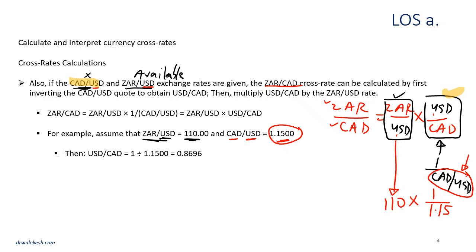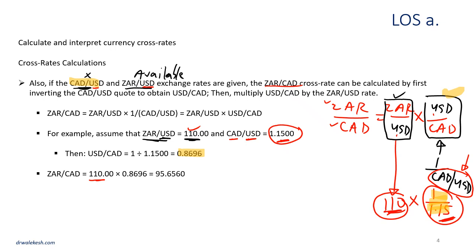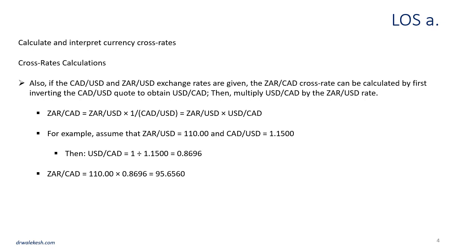So if you solve for this, I expect you to have this. So fortunately for us, we have this now. It's been given to us. It is available. But we have successfully converted this to what we need, which is this. So if you solve for this, I expect you to have this. So this exchange rate implies that 1 Canadian dollar is equal to 95.6560 South African rand.